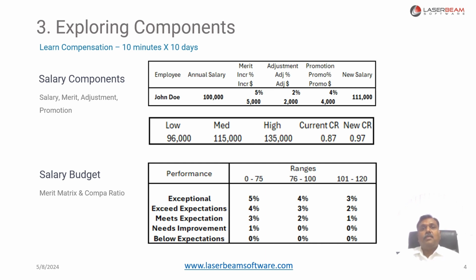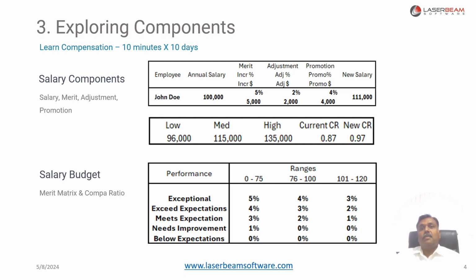So what we are saying here is if you look at an exceptional performer, and if he is on the lower side of his pay bracket, which is about below 75th percentile, he would get a 5%, while somebody who is doing the same job and is an exceptional performer and is right there between the 76 and 100 percentile, he would get a 4%. And then similarly, someone with a higher pay who is also exceptional would just get a 3%.